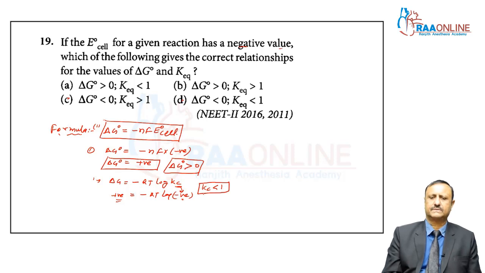So, my dear students, here you can see the values. Delta G is greater than 0 and Kc is less than 1. So, you can go to question number 19, the answer is A. It is a theoretical question and you use two formulas: delta G equal to minus nFE cell and delta G equal to minus RT log Kc.